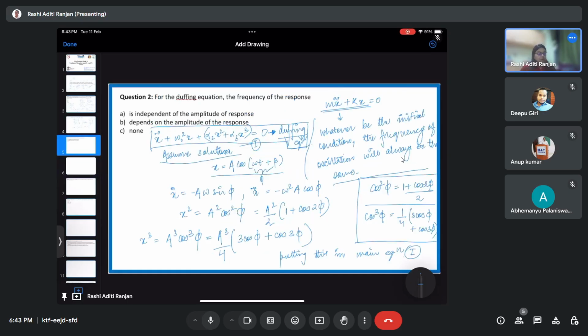Okay, so for question number 2, the answer will depend on the amplitude of the response. I hope this is clear. And you can check it numerically also. After this session, maybe you can write a code for the Duffing equation. You can consider either x square or x cube, whichever you want, and then try to see how it is changing.